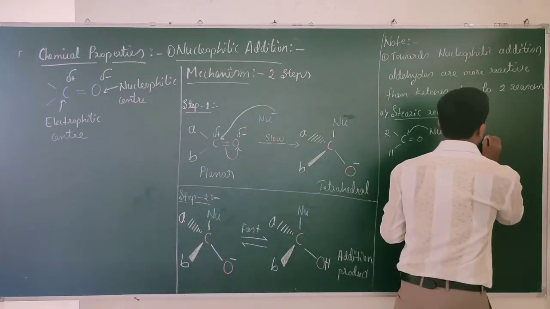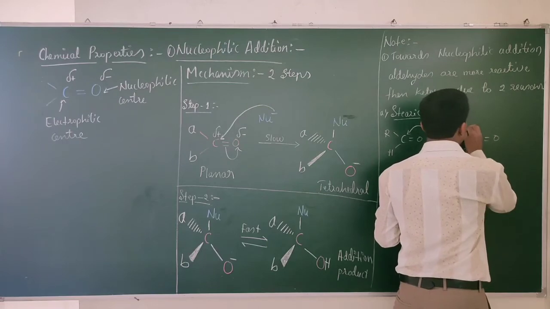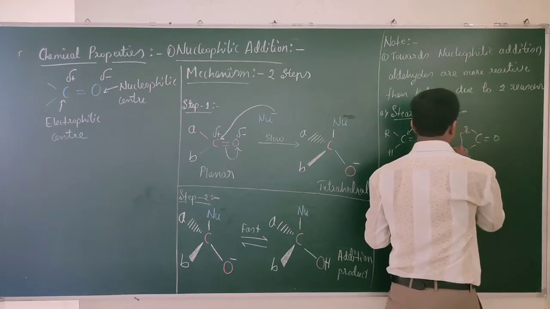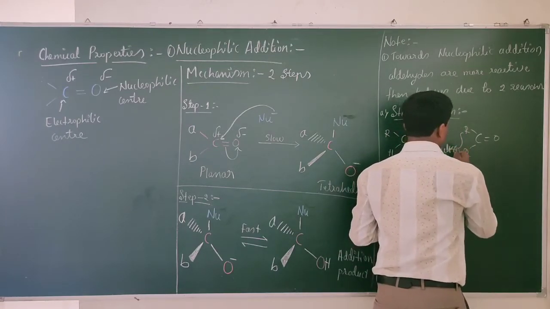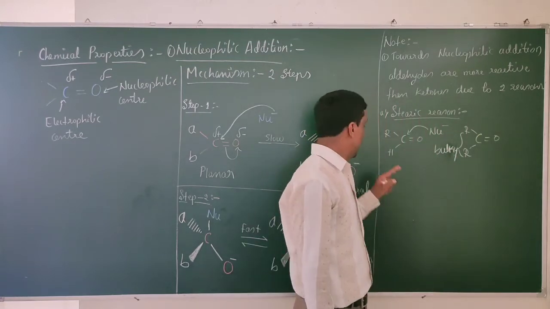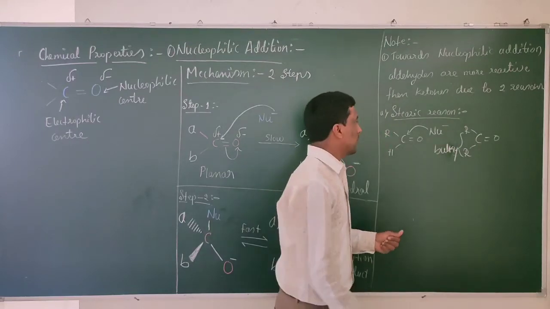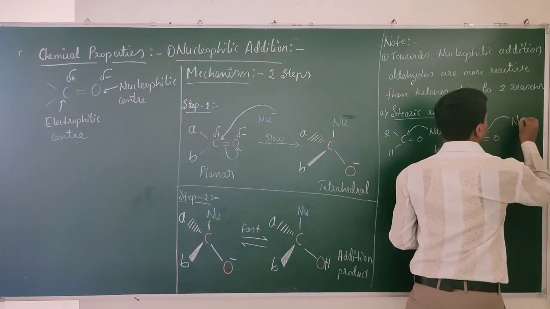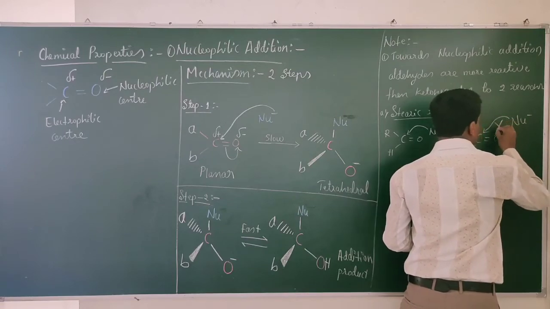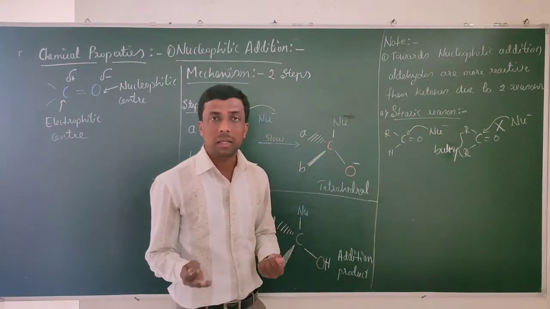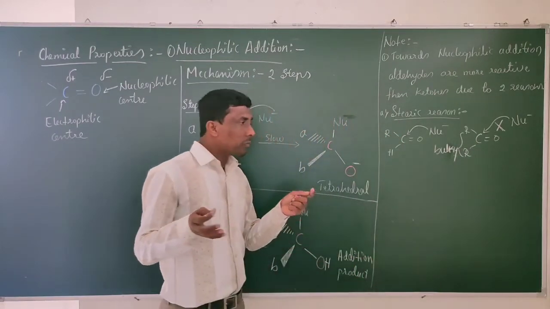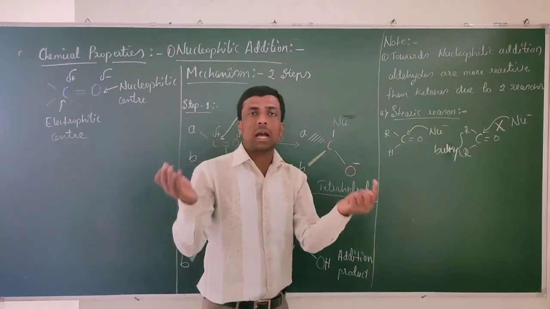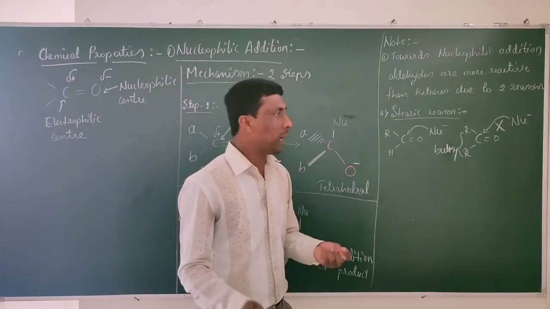But in the case of ketone, what happens? Two bulky R groups are present here. These are bulky. Two bulky R groups are attached there. Because of the two R groups here, the nucleophile cannot easily attack the carbonyl carbon as it can in aldehydes. This is the steric reason. That is, there is no space for the nucleophile to attack that carbon.